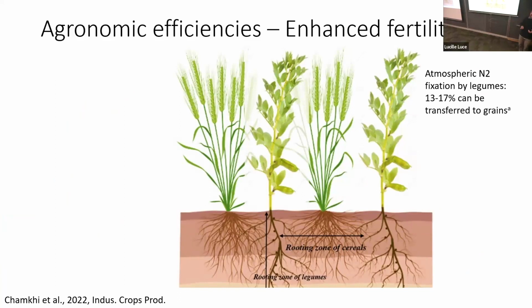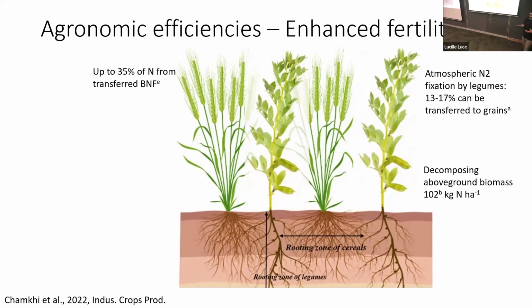But then the other big agronomic efficiency that we're really interested in here is the ability to provide nitrogen to our grain cropping systems through biological nitrogen fixation via legumes. There's been a lot of work done on this. These are just some rough numbers from a few papers I was able to pull, and I have citations for this afterward if you're interested in where they come from. Of the atmospheric N2 fixed by legumes, 13 to 17% has been observed to be transferred to the grains. Up to 35% of the nitrogen in a grain crop that's been intercropped has been found to come from BNF, biological nitrogen fixation.